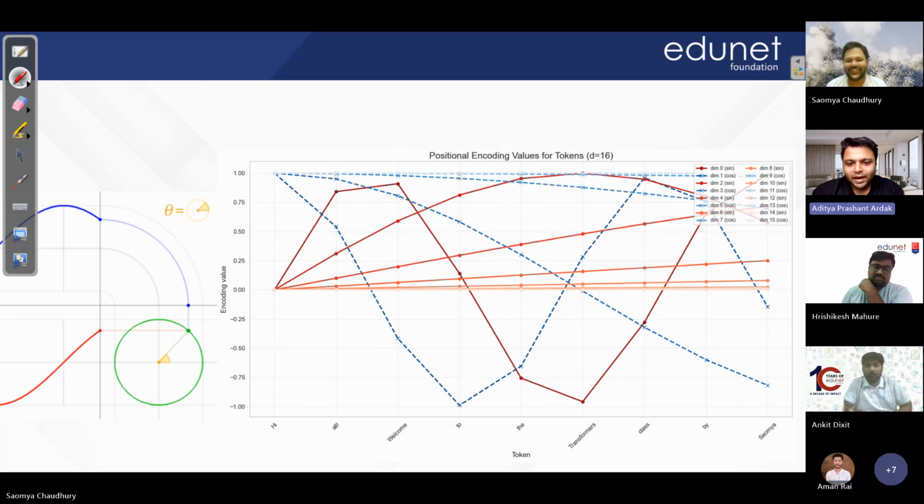Also, Aman sir, try to see the pattern when these dimensions are increasing. Also, try to look at that as well. So that's what the lower dimensions have, something longer. And when it's higher dimensions, they have shorter wavelengths. Exactly. As Aman sir said also, the sine function is for the even numbers and cosine is for the odd numbers.